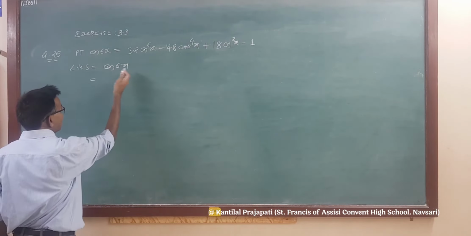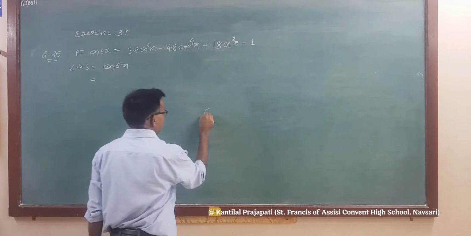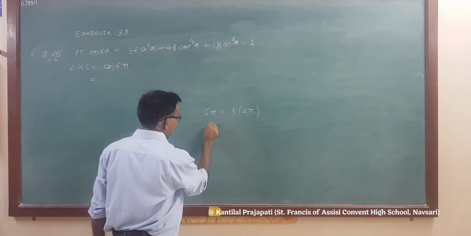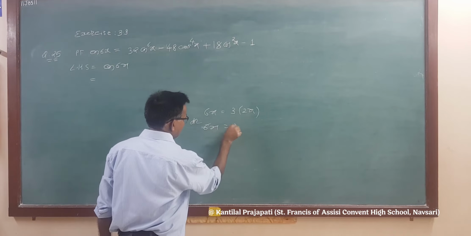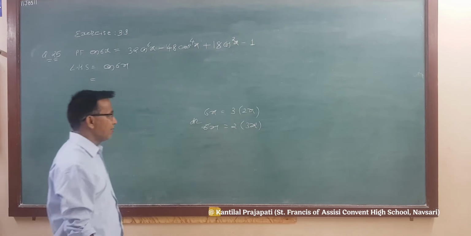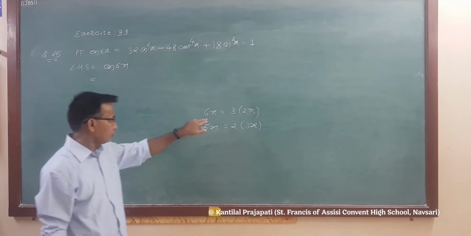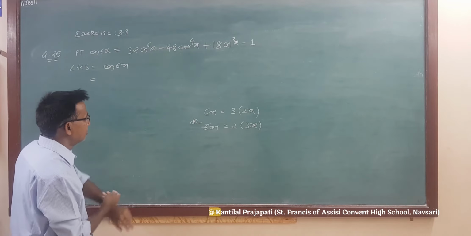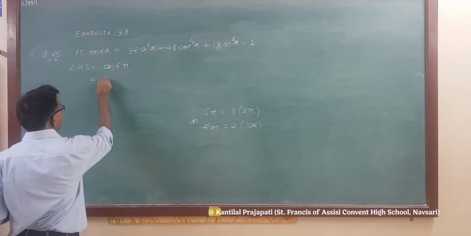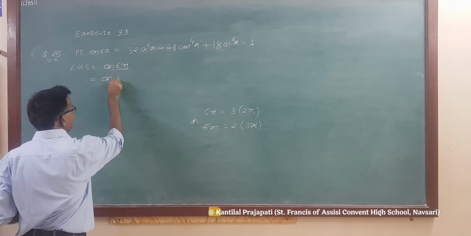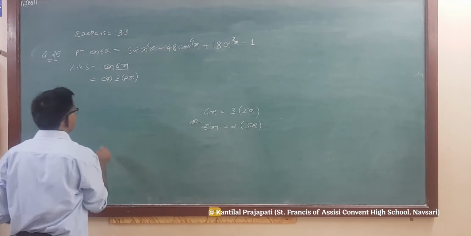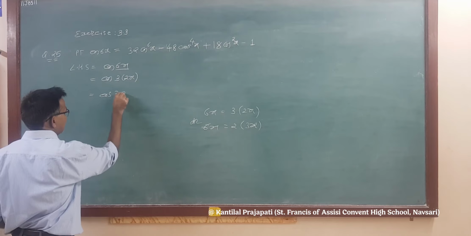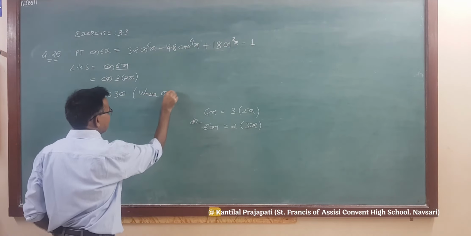So cos 6x can be written with 6x as either 3 into 2x or 2 into 3x. Anyone. So we apply here cos 6x is equal to cos of 3 into 2x. For convenience, we substitute 2x is equal to theta, cos 3 theta, where theta is equal to 2x.